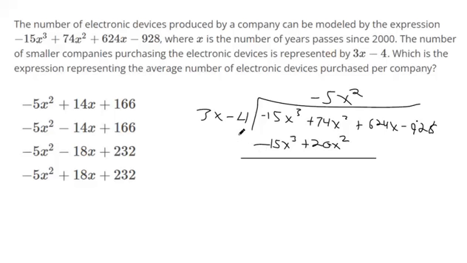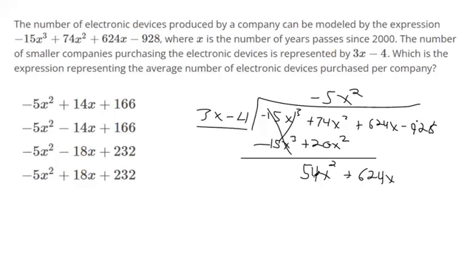I'll do what the teachers used to teach us back in elementary school. You subtract this by this when you're using this type of long division, right? These would subtract, so I'll do subtraction. It's negative 15x to the third subtracted by negative 15x to the third. Those cancel out by design. 74x squared subtracted by 20x squared gives us 54x squared. And then we carry down 624x. And then you repeat the process.